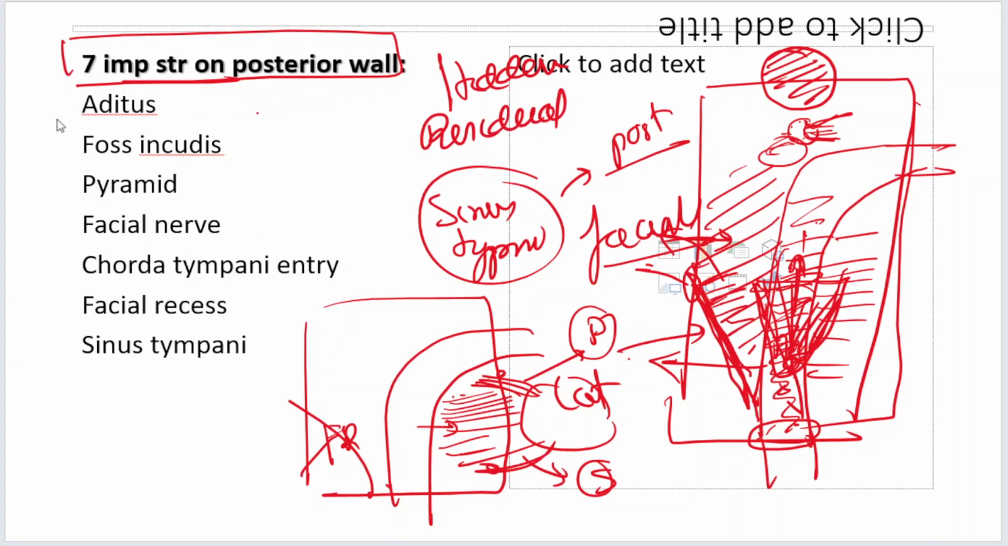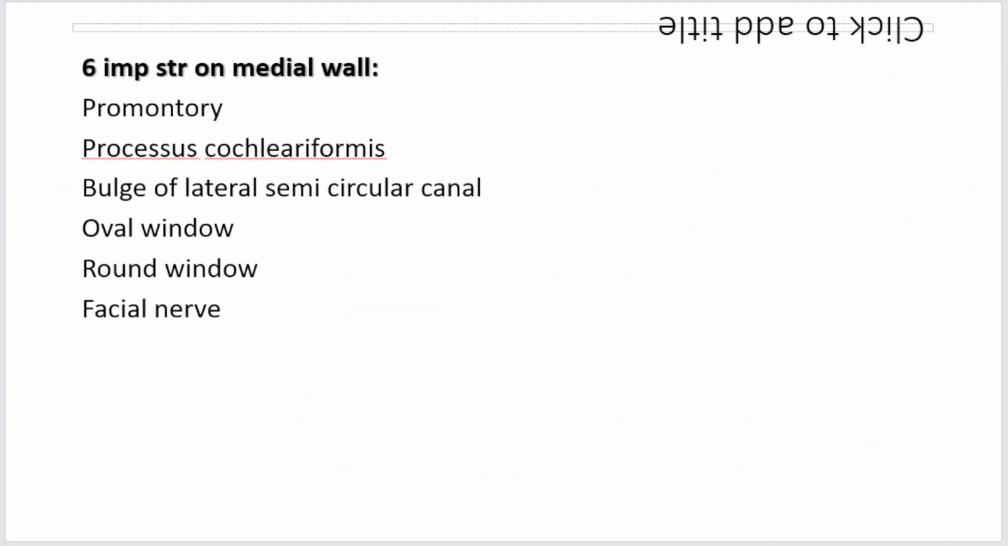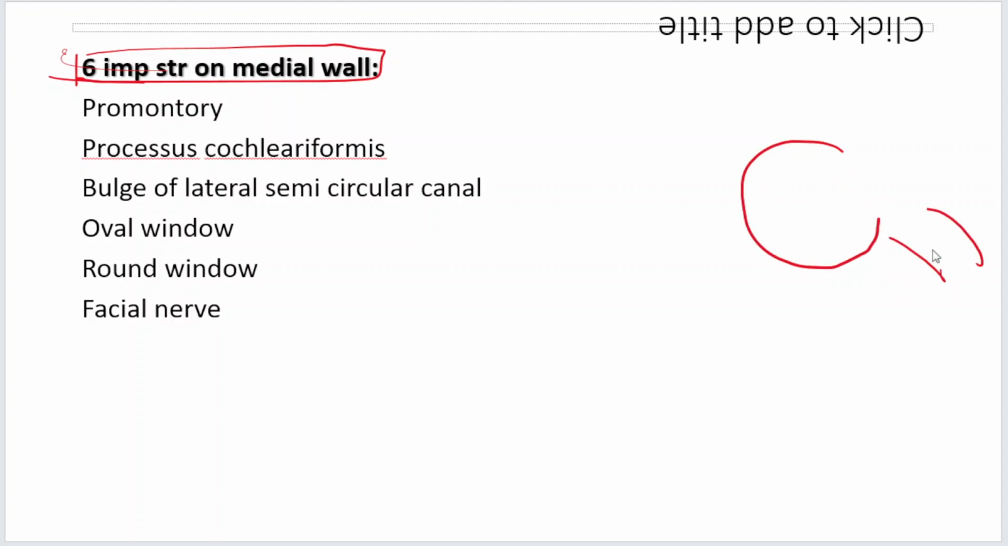Okay, so have we covered the aditus? Yes. Fossa incudis, pyramid, facial nerve, chorda tympani, facial recess, and sinus tympani. Okay, now coming to the important structures on the medial wall of the middle ear. So this is the bulge of the promontory. Then here you have the eustachian tube opening. Here you have the tensor tympani opening. Then you have the horizontal segment of the facial nerve. Then this is the promontory, as we said.